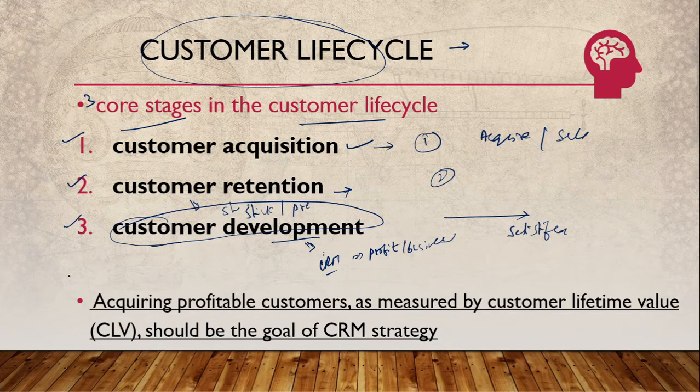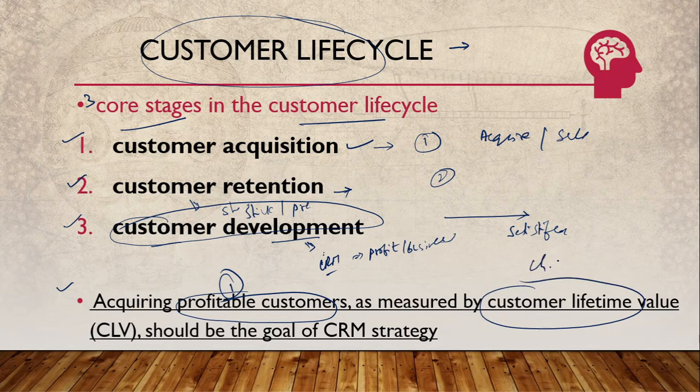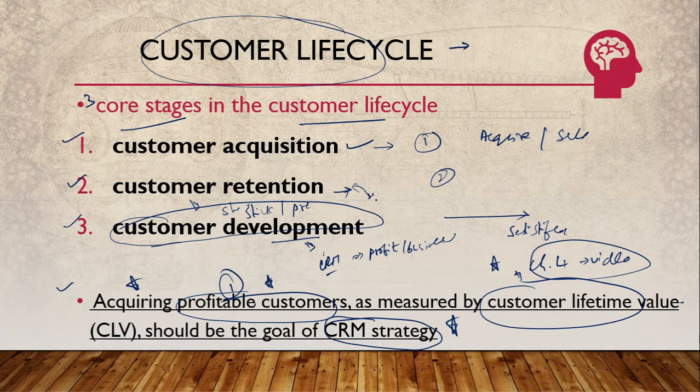Next, what is the goal of CRM? Acquiring the profitable customer, of course, is the first important step, which is measured by the customer lifetime value. In the previous chapter 4 of our CRM series, we discussed customer lifetime value. It is very essential, and it helps businesses understand which customers are actually profitable. So this is the goal of a CRM strategy. This is the ultimate goal of the business: you need to acquire the profitable customers, and you measure that with the help of customer lifetime value. This can only happen when you retain the customers and always work on customer development.